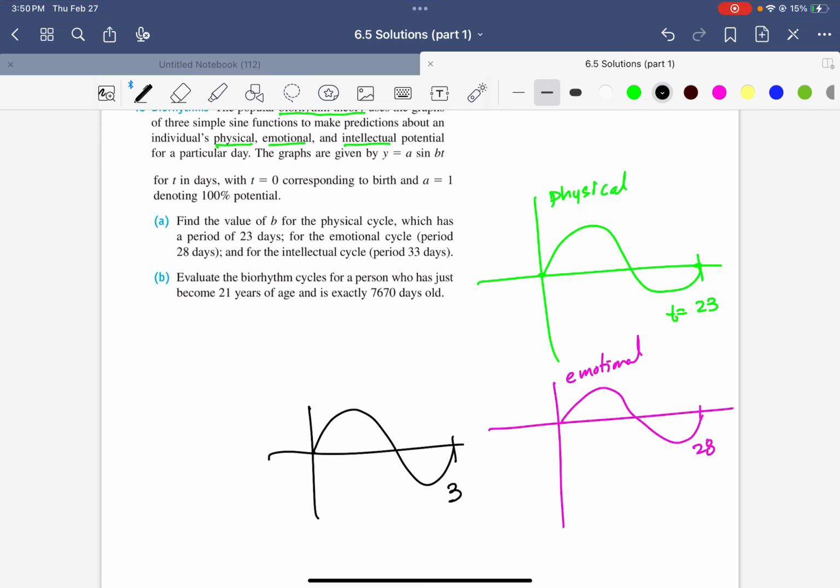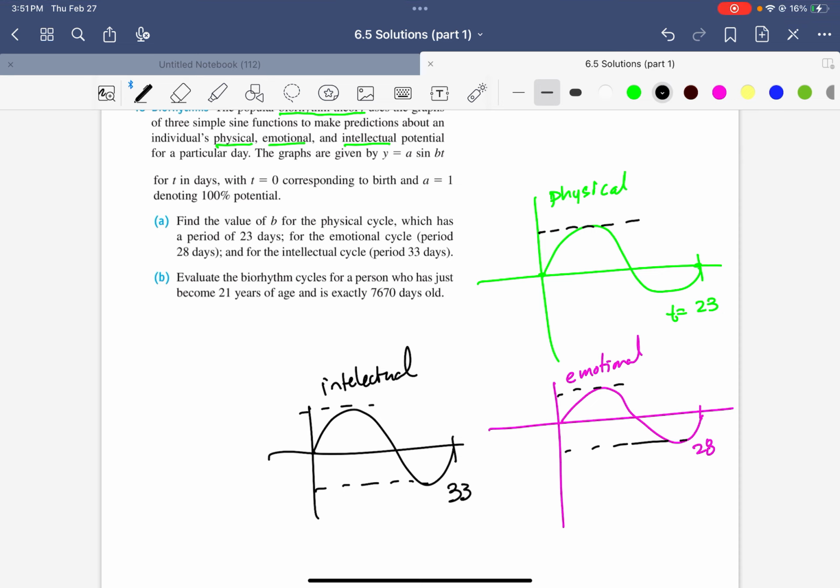Cool. Where we said for each one of those, 1 is 100% potential. So A equal to 1 denotes 100% potential. So it looks like you can get up to 100% potential and then go down to negative 100% potential, where you're just like the exact opposite. That's pretty interesting. Okay. So that's what we got going on.